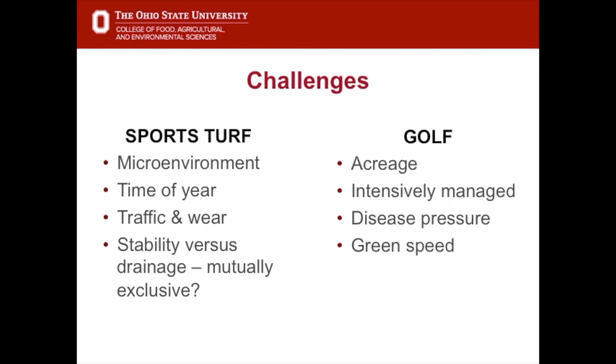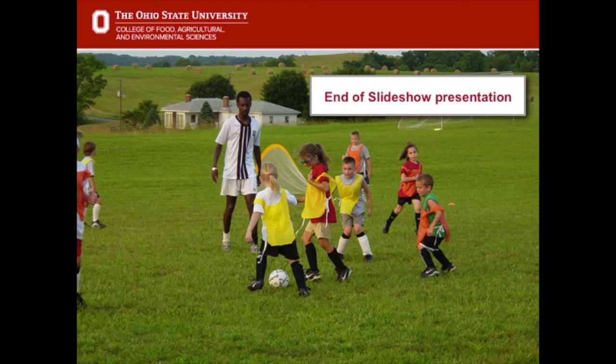And the issues are a little bit different in golf. As you can see, they have a huge acreage to take care of, and they have very intensely managed areas that have a lot of disease and drought and other stress. And obviously green speed is something that every golfer wants to know what that is and how they can get that improved. But we're just going to concentrate on sports turf and some of the challenges that we have in that. This concludes the slideshow for the sports turf overview.